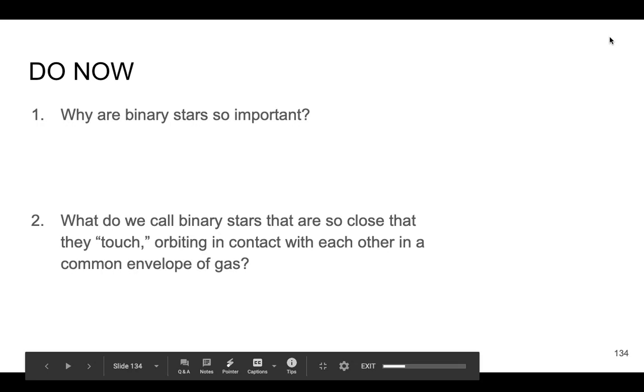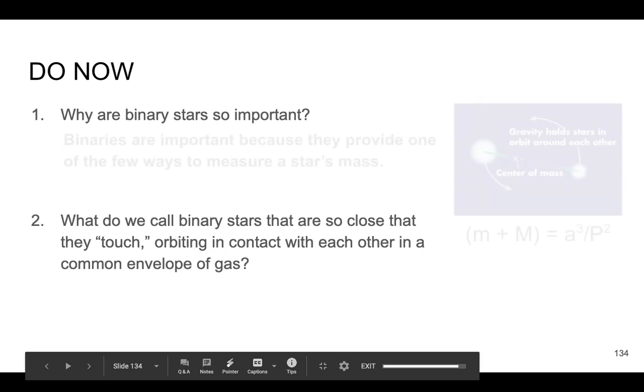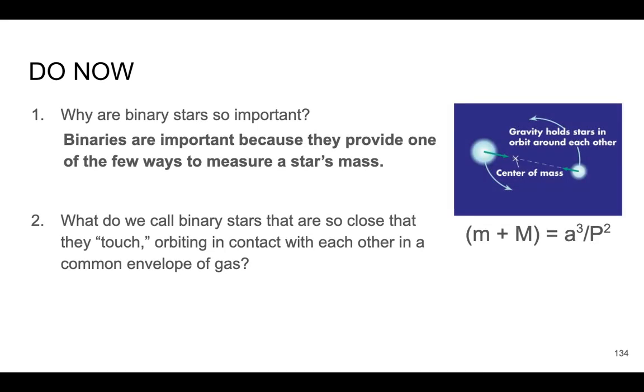So first, to review what we did last time, why are binary stars so important? The most useful thing about binary stars is that they give us a way to figure out stars' masses. That's very, very useful because knowing the mass is the key to understanding lots of things about the star: how long it's going to live, where it is in its evolution, where it is along its lifetime, things like that.